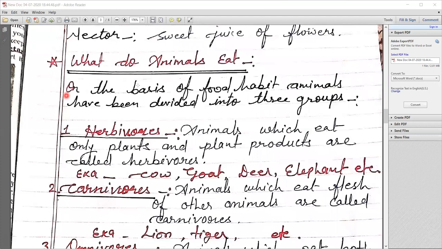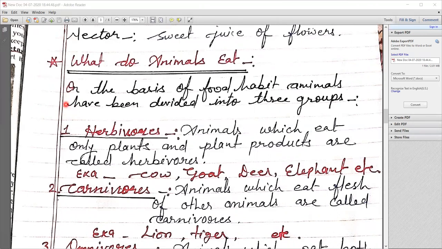So children, all animals do not eat the same kind of food. All animals need different kinds of food as they have different food habits, or in other words, they have different types of teeth to eat different kinds of food. On the basis of food habits, animals have been divided into three groups.